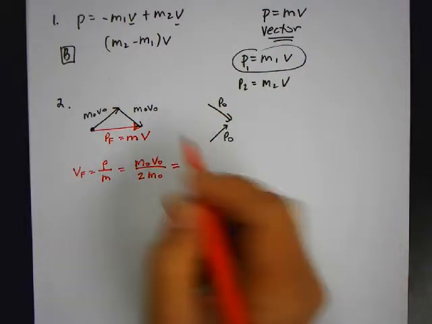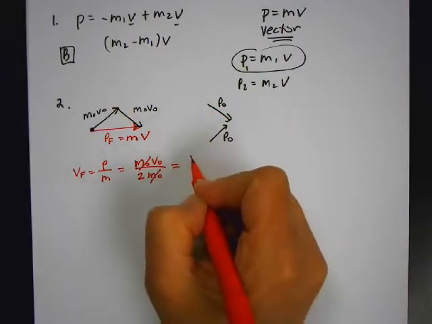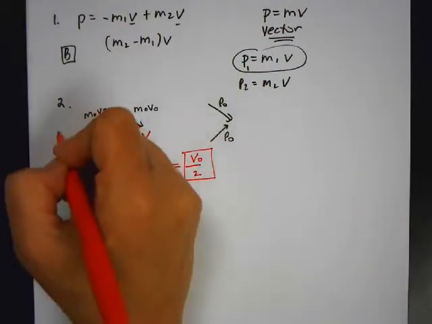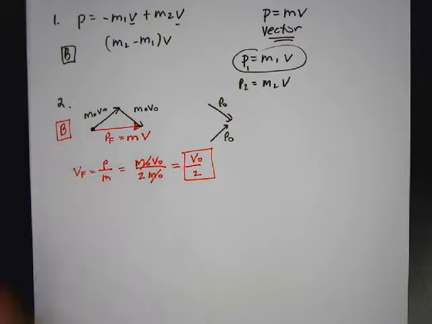So when I simplify this, this cancels, so I get v naught over 2. So that was choice B. Some of these questions from a long time ago, I think they're a lot more straightforward now anyway.